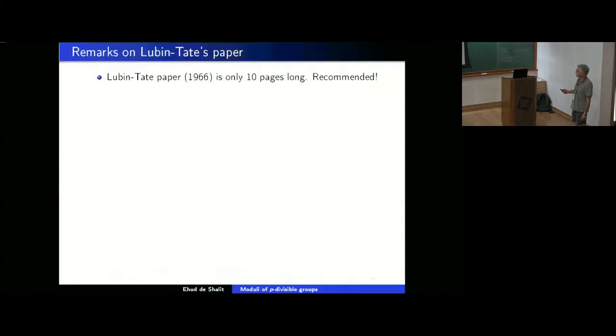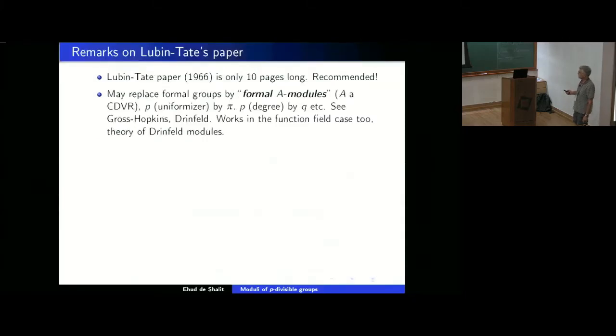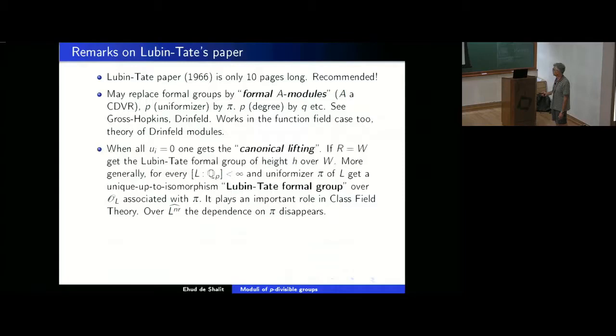And as I said, you can have a more general theory where you replace formal groups by formal A-modules, where A is maybe a ramified complete discrete valuation ring that always acts on your group as endomorphisms. So in our case, A is simply Z_p, and you can also do it when this A has characteristic p, and then you get the theory of Drinfeld modules.